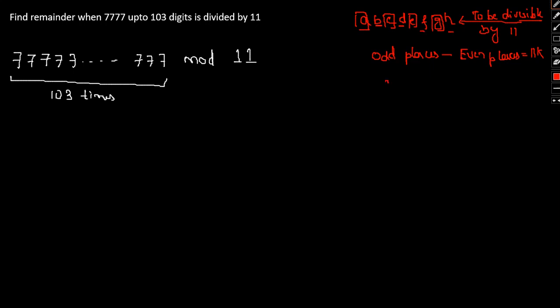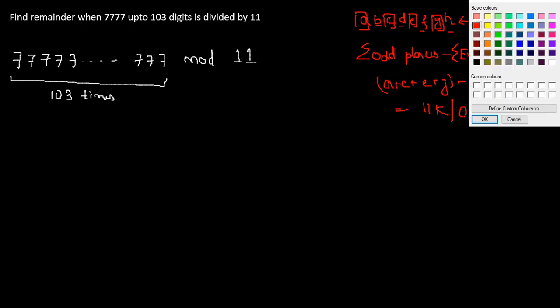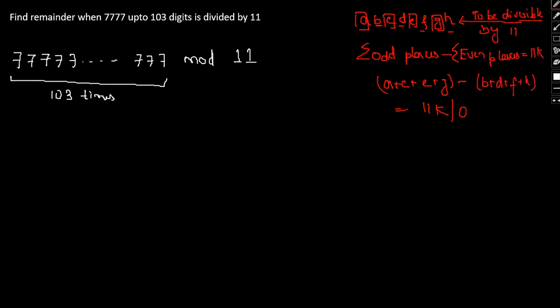So basically A plus C plus E plus G, this is a summation, minus B plus D plus F plus H, has to be 11k or 0. So this is the entire concept pertaining to divisibility by 11. Now we'll use this concept in this question as well.